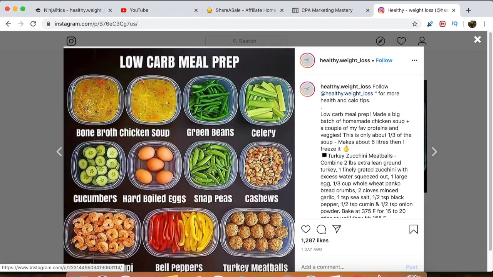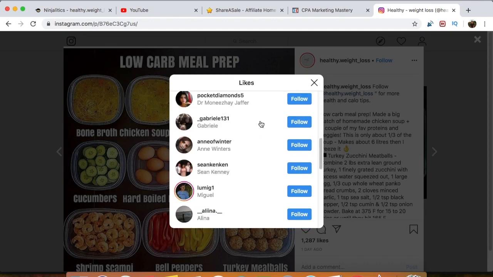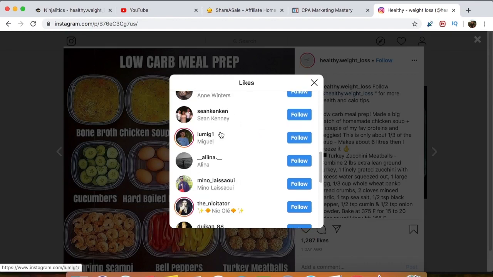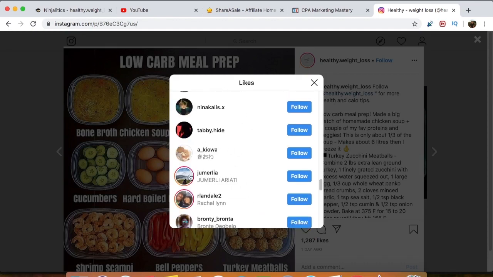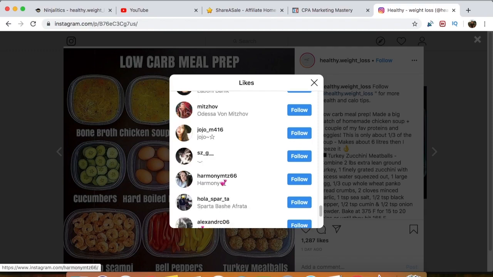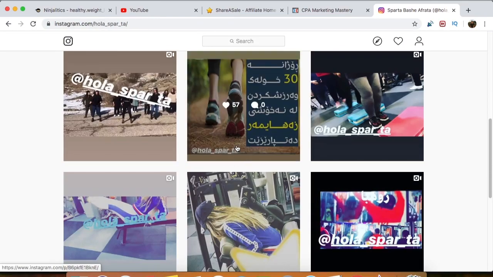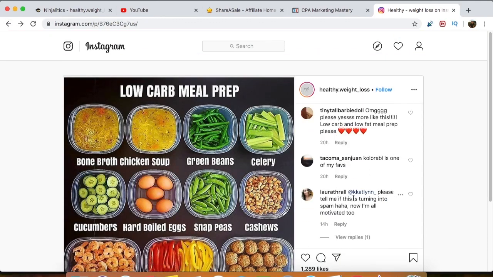We're going to check if it has comments, because likes can be bought. It's easier to buy likes. So we're going to click the likes and see if actual real people with real profile pictures are following this account. As you can see here, these are real people. We can just look at one of these, and this looks like a normal person to me, which is perfect.